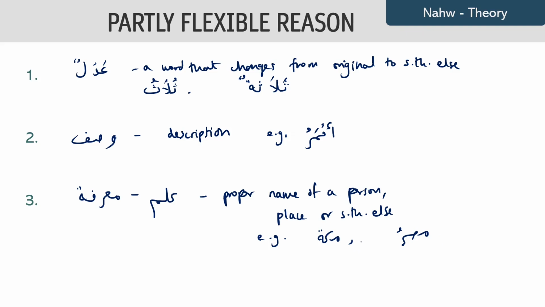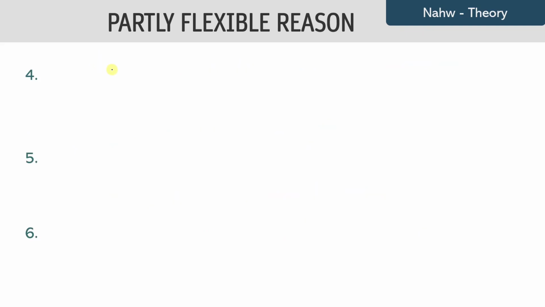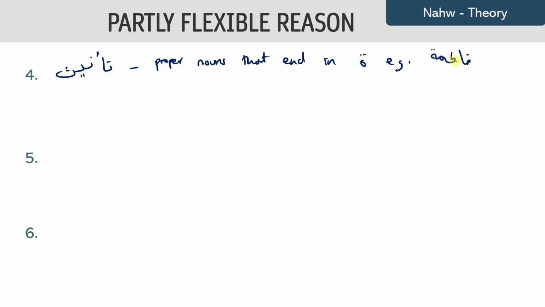So we have covered adlun, which is when a word changes from the original to something else. We have wasfun, which is a description. We have alamun or ma'rifa. I prefer the word ma'rifa, which means proper name of a person or proper name of something. Number 4 is ta'nith. Ta'nith is femininity, basically, words being feminine. So these are proper nouns that end in ta marbuta. So for example, Fatima, this is a feminine word and it's also a proper word, so it has two reasons and therefore it's غير منصرف.